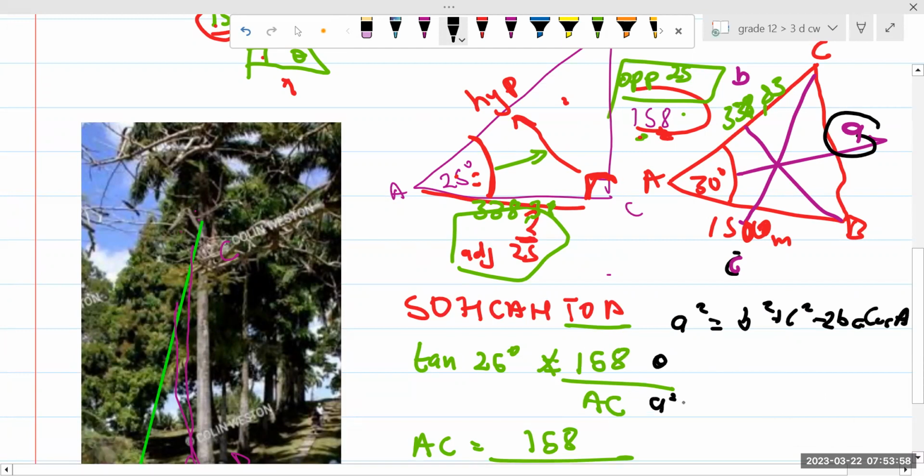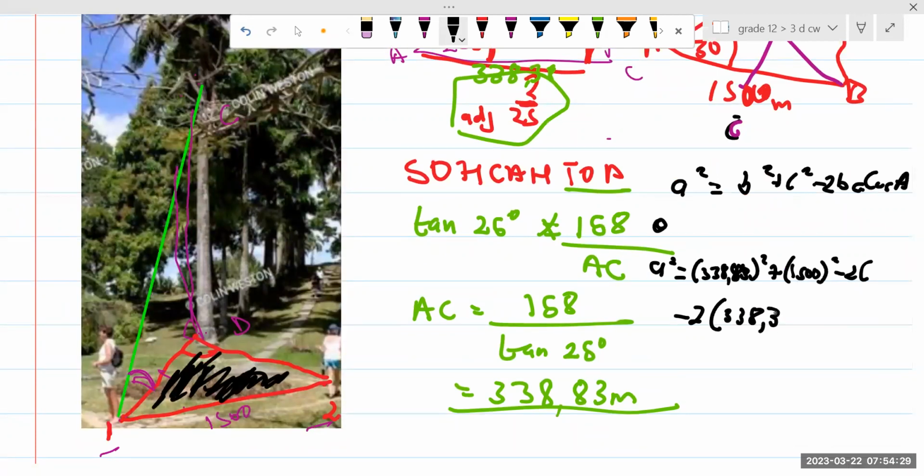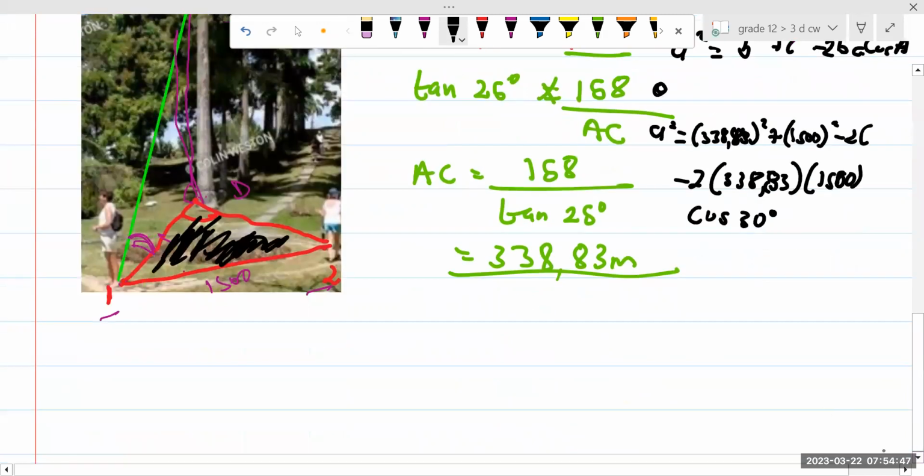If you substitute correctly, a squared is going to be given by, we know what our b is. We said our b is 338.3, plus 1,500 squared, minus 2 multiplied by 338.3, multiplied by 1,500, and this is going to be multiplied by the cos of A. What is our A here? 30 degrees. Let's put it here so that everyone can see.